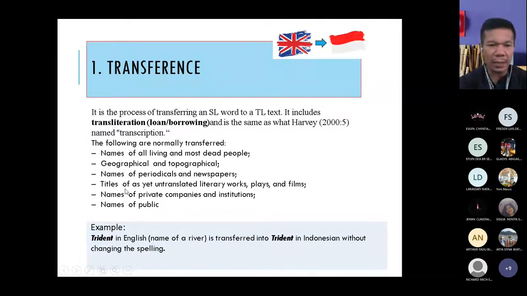They are the titles of Asiatic literary works, the titles of plays, the titles of films. They are names of private companies or institutions. They are names of public institutions. So all kinds of names that we can call blueprinted names. So we don't transfer by using other words. We just borrow it and we transfer directly without changing the sounds, without changing the spelling into the target text. So that's called transference.